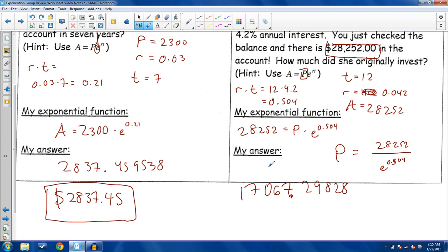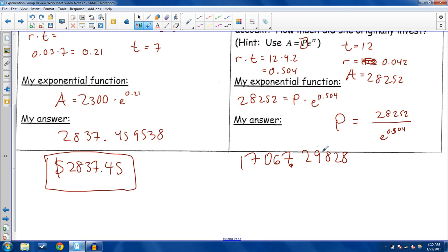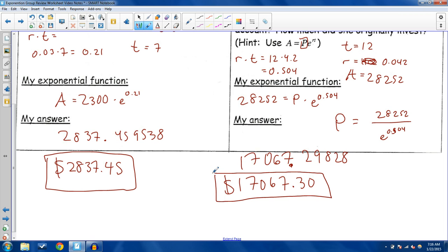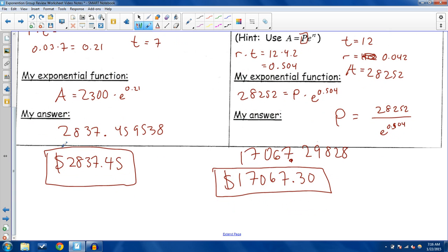17067.29828. How much did she originally invest? In this case, you might want to round up, because if you have this much money, you don't want to say you had only 29 cents in there. Otherwise, you probably wouldn't reach the amount that you have. Round up to 30 in this case. I'm not too particular about whether you round up or down. In some senses, it really depends on the problem, but round to the nearest hundredth for money.